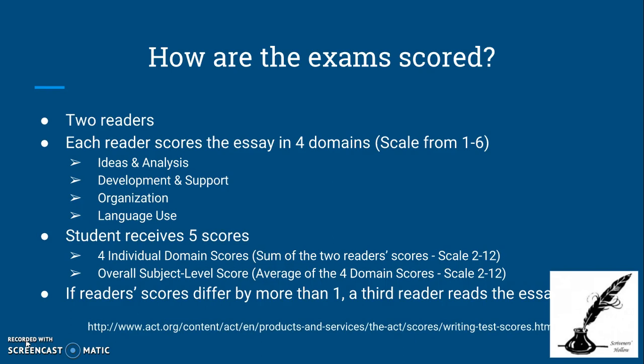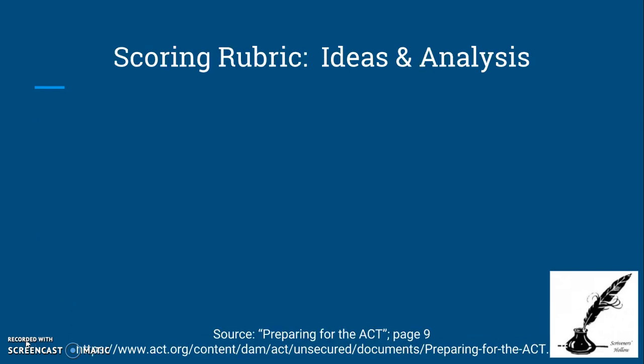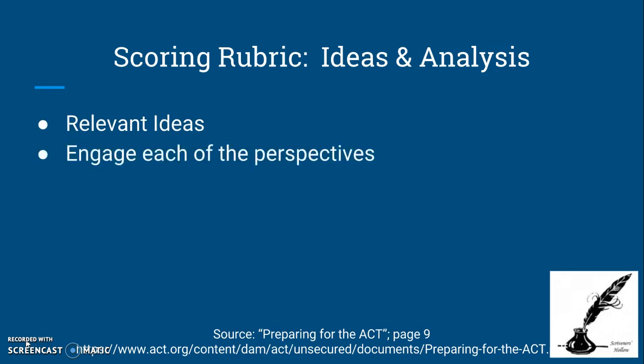All right, so let's look in detail then at each of these 4 individual domains. The first domain we'll look at is this ideas and analysis. So in this particular scoring category, again, the score will be between 1 and 6 for each of the individual readers, between 2 and 12 when you combine them. The readers are going to be looking to make sure that you've presented relevant ideas and that you've sufficiently engaged each of the perspectives originally presented in the writing prompt. So did you examine the assumptions within those perspectives, and have you considered the implications of whatever is stated in each of the views? All right.